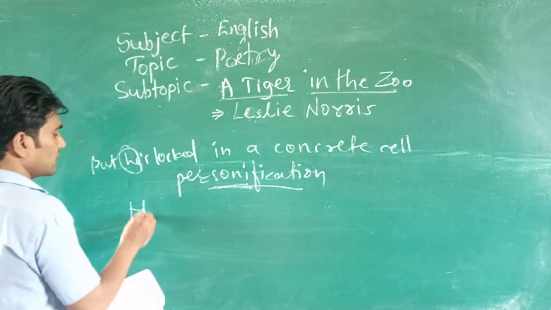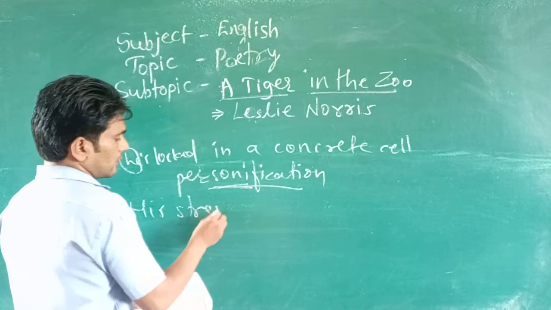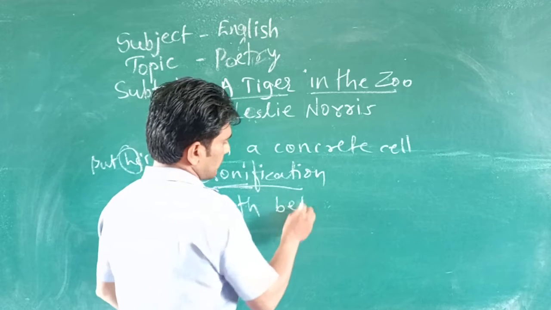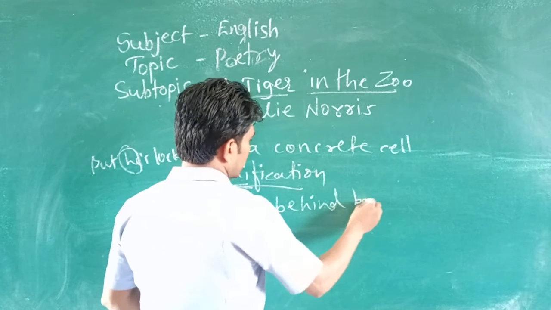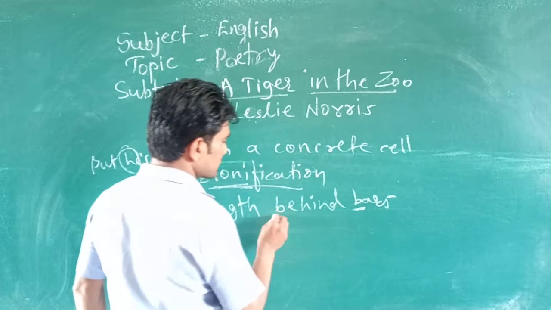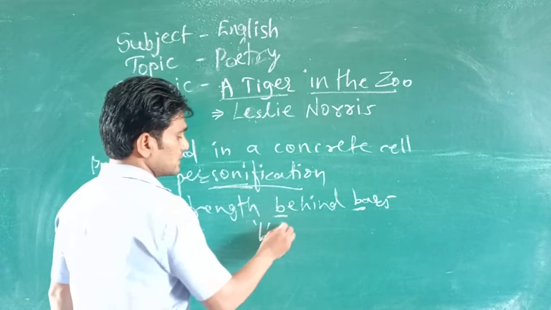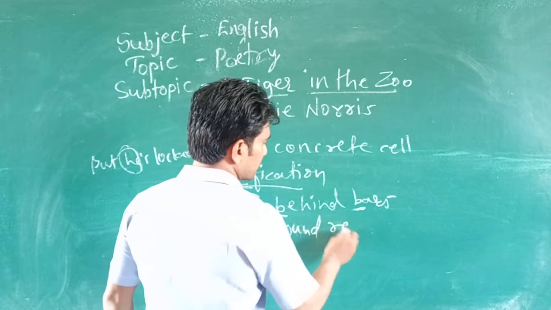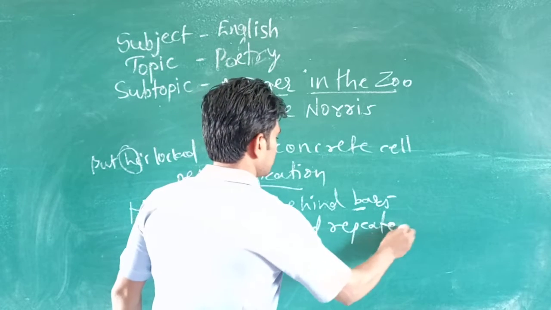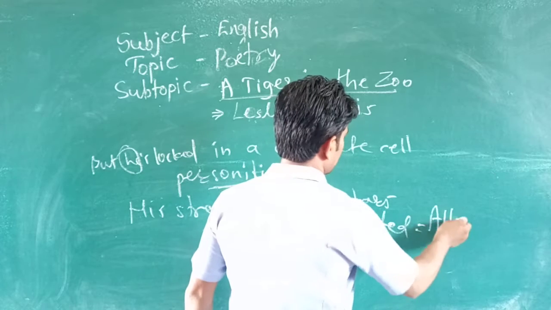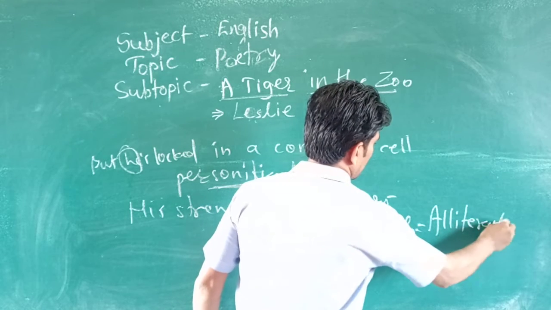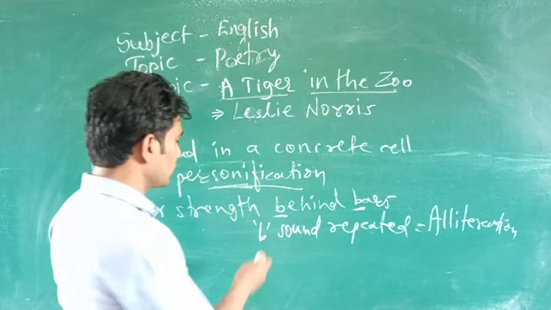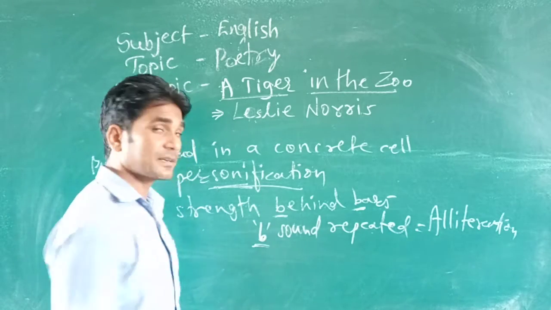Then again, his strength behind bars, alliteration. His strength behind bars. Behind bars. B sound, the B sound is again repeated here. So it is alliteration. Alliteration is there as the B sound is repeated here.